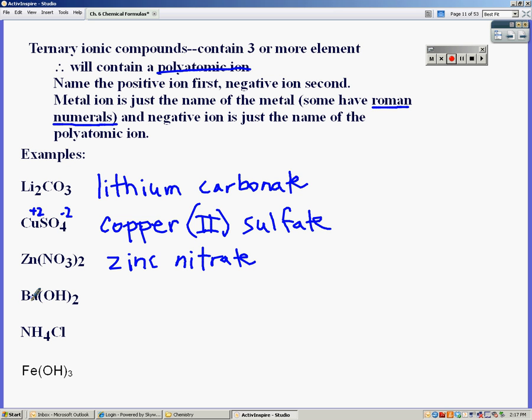Okay, the next one. My metal is barium. So I know it's going to start with barium. Then I look in the parentheses, OH. I'm looking up what the name of OH is. Or if you're in pre-AP, you of course would have to have that memorized. Grade level, you would look at the back of your periodic table and see that it's called hydroxide. So I'm just putting those two names together because barium does not need a Roman numeral. Barium hydroxide.